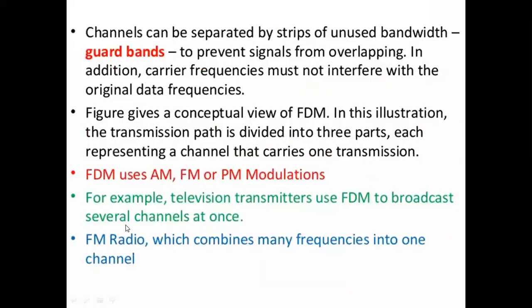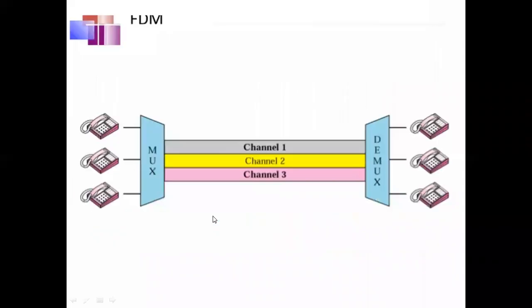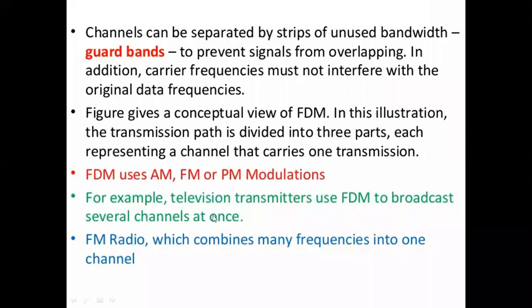Here you can see that to prevent signals from overlapping, you require a guard band. The guard band lies between two signals. Okay, so let us see that frequency division multiplexing is used in AM, FM or PM modulations.